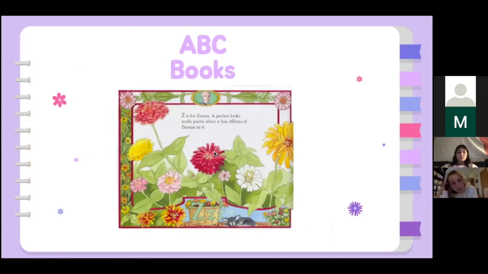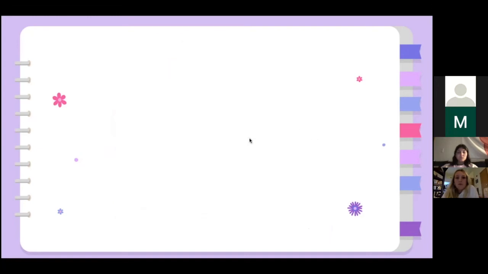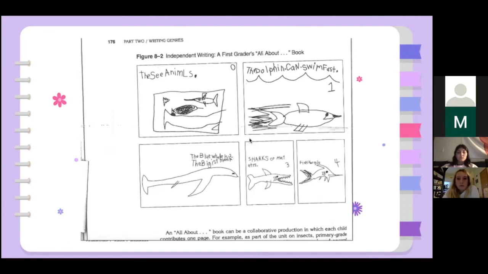This is an example of an ABC book. This book particularly is about flowers. The organization for an ABC book is organized in alphabetical order as seen right here. This is a helpful way to organize information for younger students. This is an example of a first grader's all about book in which they're talking about ocean animals. You can also see that they included illustrations to go along with each topic they're writing about on that page.